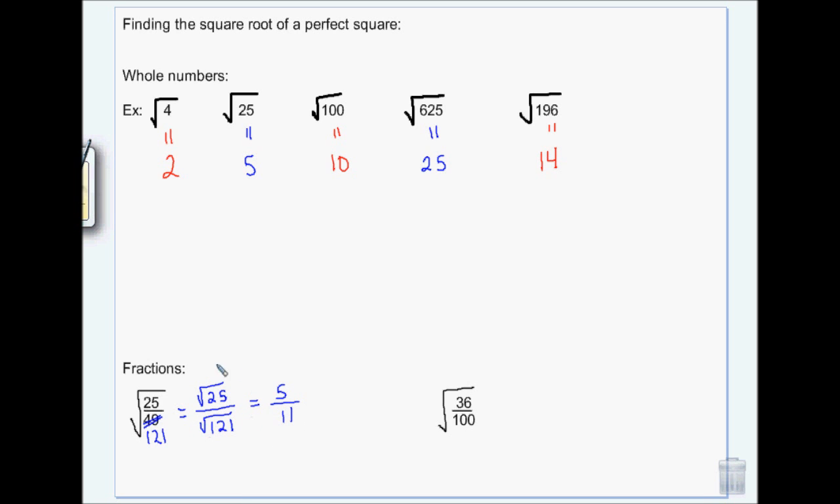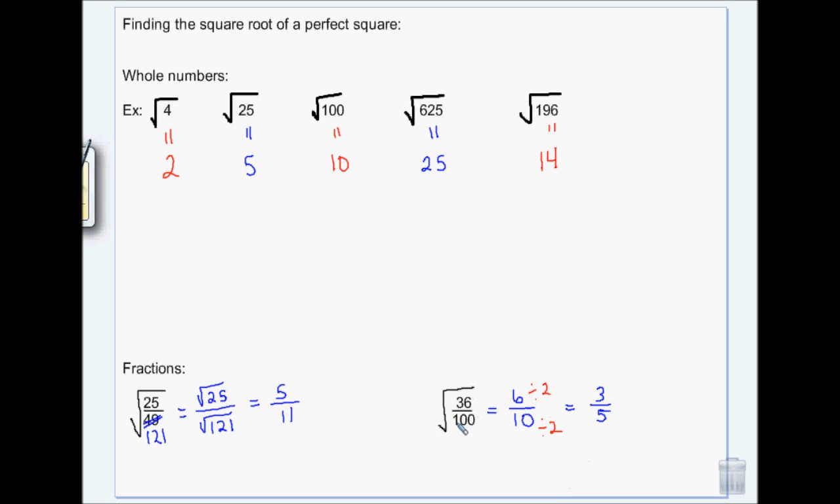Now you don't have to write this step in if you don't want to. If you look at this, 36 is a perfect square, 100 is a perfect square. So I'm going to take the square root of 36. I'm going to take the square root of 100. Of course, now I'm not done because this fraction can be reduced. So I'm going to divide both of these by 2. And I'm going to get 3/5.